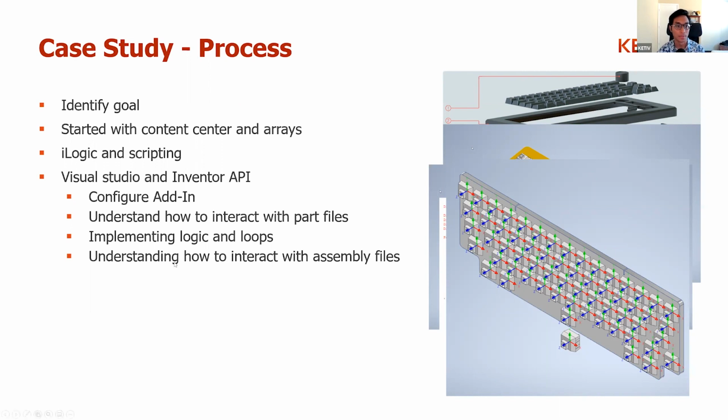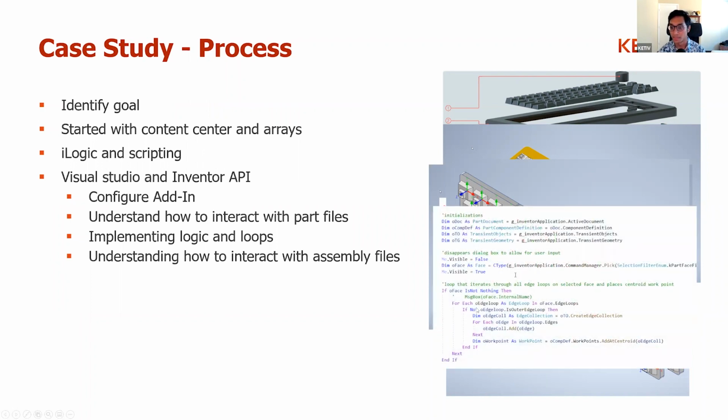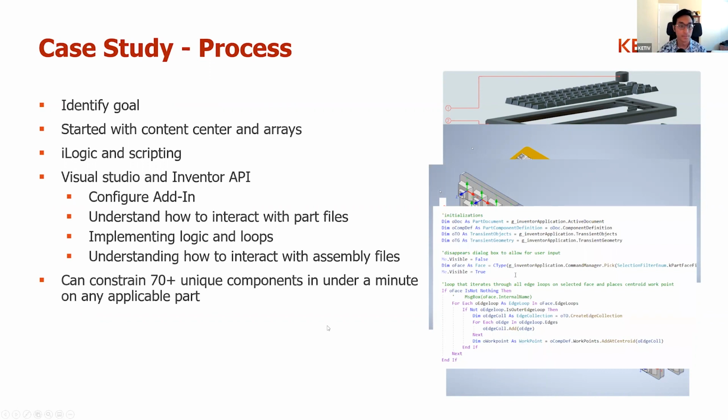So this is where a bulk of my time ended up being spent, right? Is just how do I work with the API and how do I do programming and stuff, right? Great stuff, and not that complicated, but we'll talk through this as we get through our samples over here. Just to reiterate again, this is 70 plus unique instances placed and constrained within like a minute or so on an applicable part. Not bad. Right, so kind of a good time, and that's kind of what we're working towards over here at the moment.